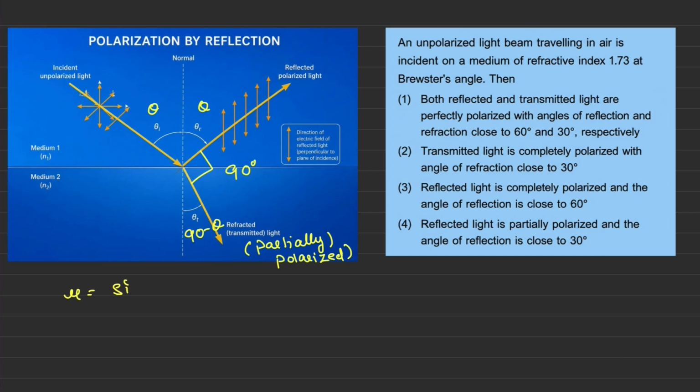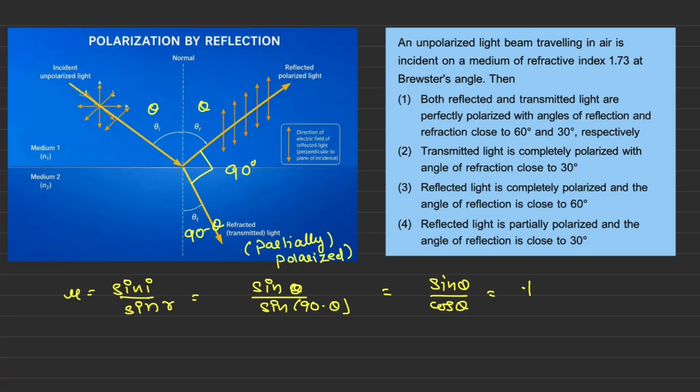So if you know about the mu value, you can say in this particular way, sin I divided by sin R. Now we know sin I, if the I value is theta, the R value is 90 minus theta. So sin of 90 minus theta will become cos theta.